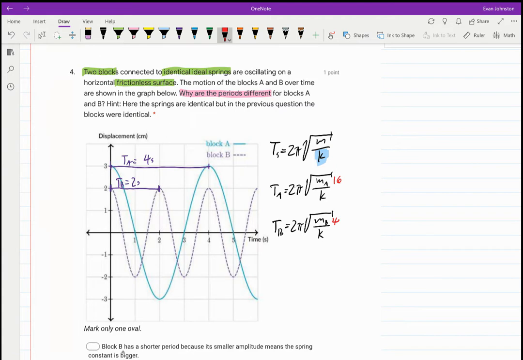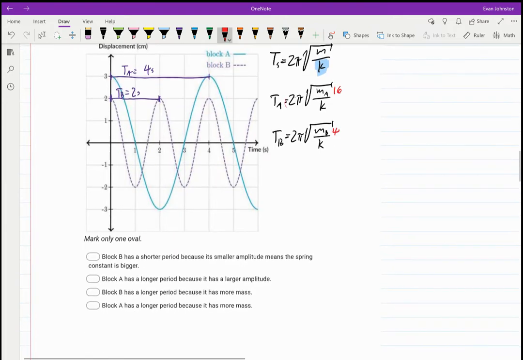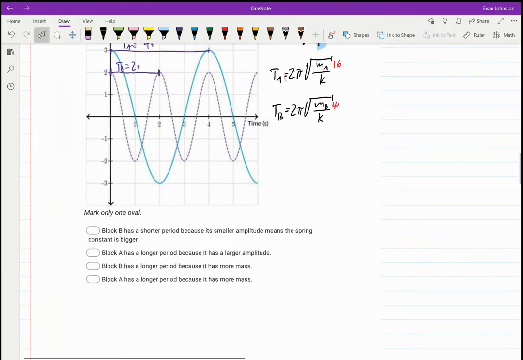well, square root of 16, that'd be 4. We're going to be multiplying this whole thing by 4 over here. And if this one's 4, we're going to be taking the square root of that. So we'll get 2 multiplying by 2 versus multiplying by 4. Well, multiplying by 4 is going to give us a bigger period. So it turns out that A does just have a larger mass.